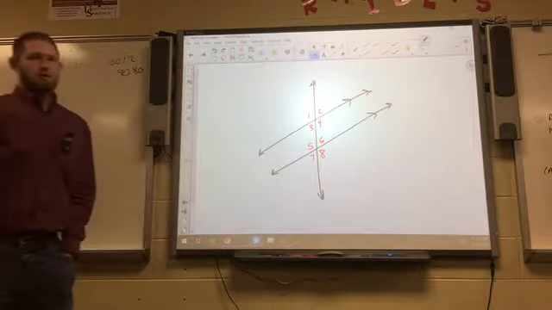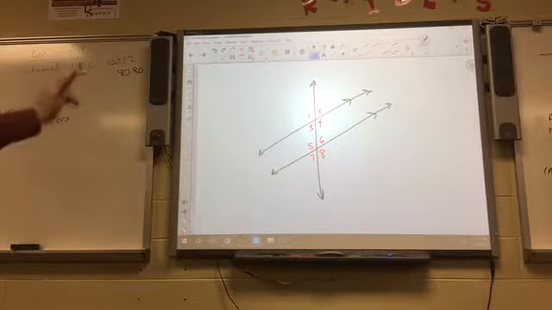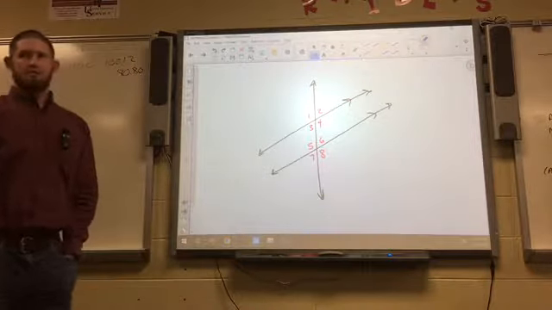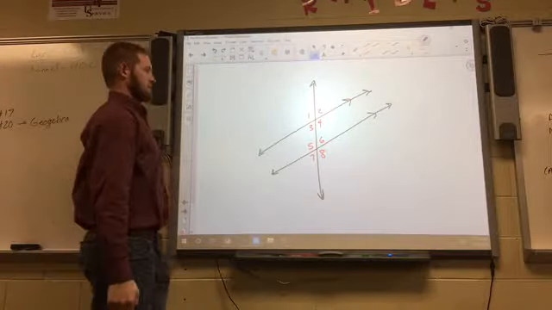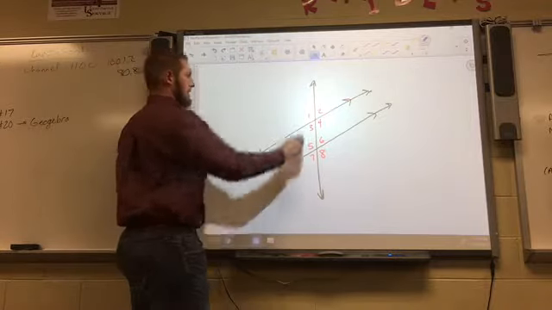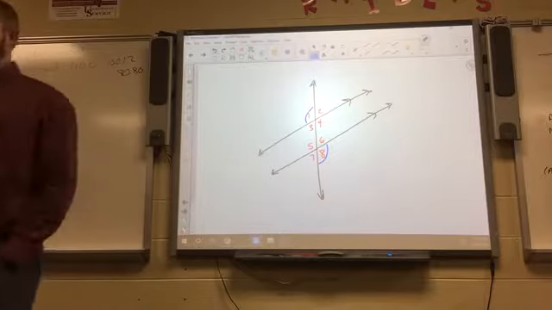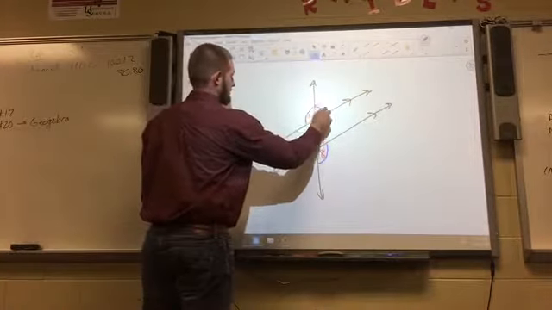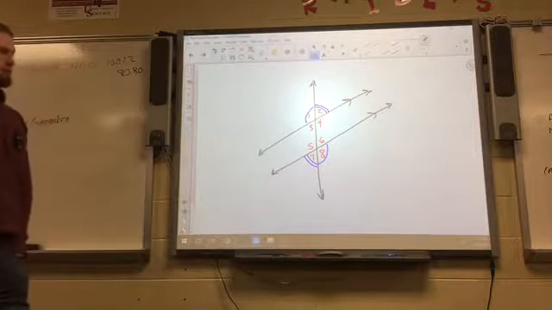Okay. The next one is the alternate exterior angles theorem. It says that if the lines are parallel, then alternate exterior angles are congruent. Bo, can you give me a pair of alternate exteriors? 1 and 8. They must be congruent to each other if those lines are parallel. Dylan? 2 and 7. They must be congruent to each other if the lines are parallel to each other.